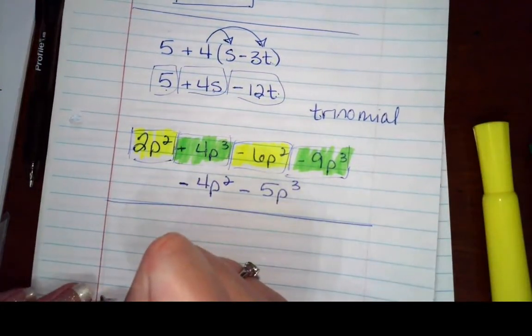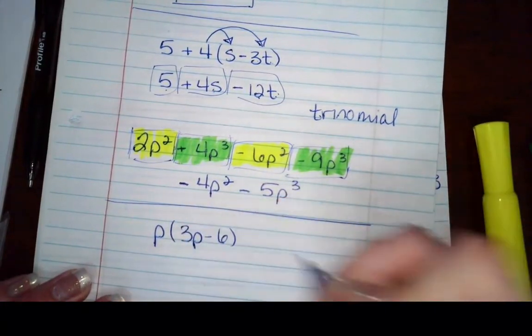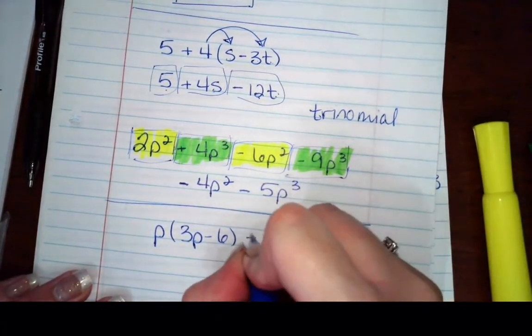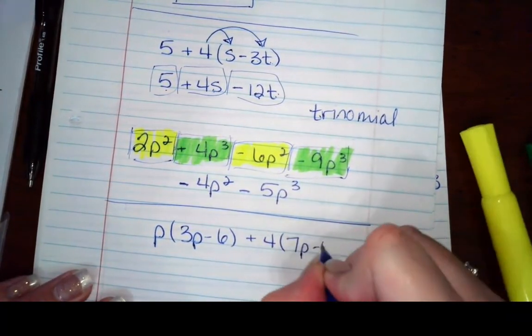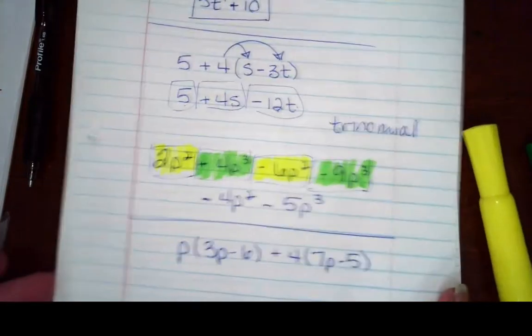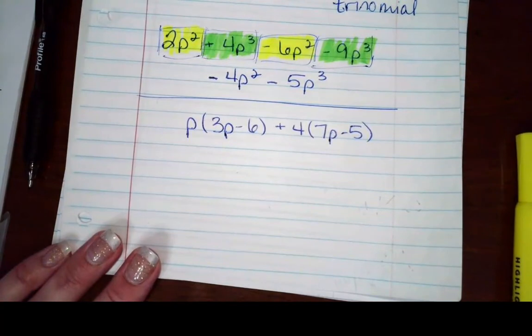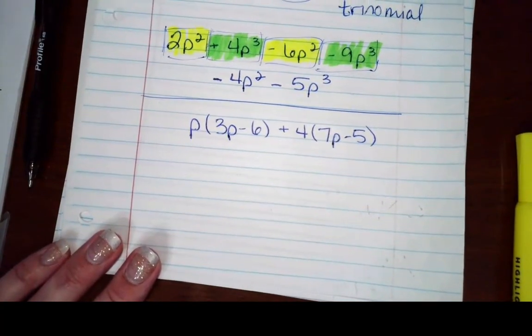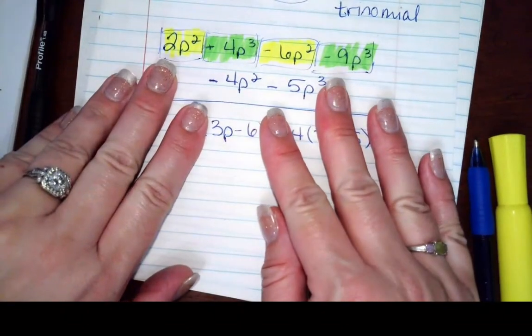I have a p times 3p minus 6, and then I have a plus 4 times 7p minus 5. Okay, so what is this going to give me? First of all, what do I need to do? I need to get my papers is what I need to do. All right. What do I need to do to this? So I notice there's no exponents. I do have grouping symbols. So is there anything to be done on the inside here?